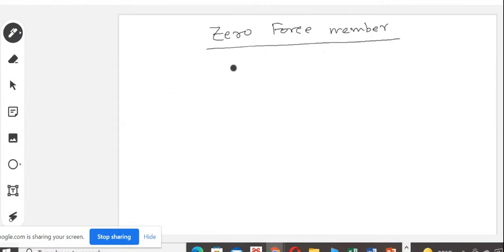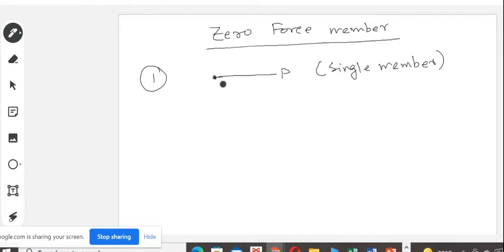So when can we say that one particular member will have zero force? Number one is when there is a joint that is acted on by a single member. When a joint is acted on by a single member and subsequent forces, obviously it will not be able to form the force equilibrium. Then we have to say that this member is a zero force member.